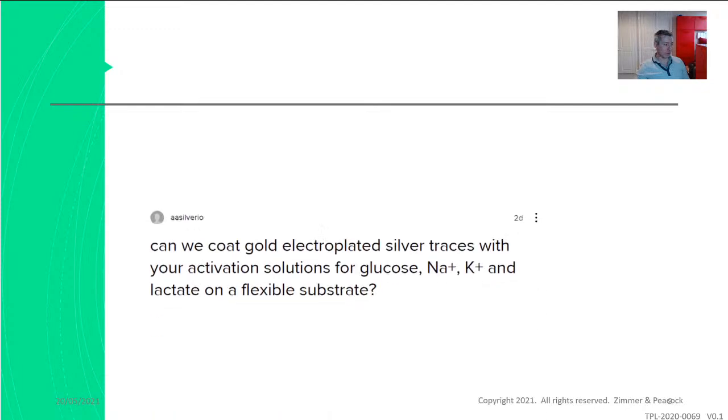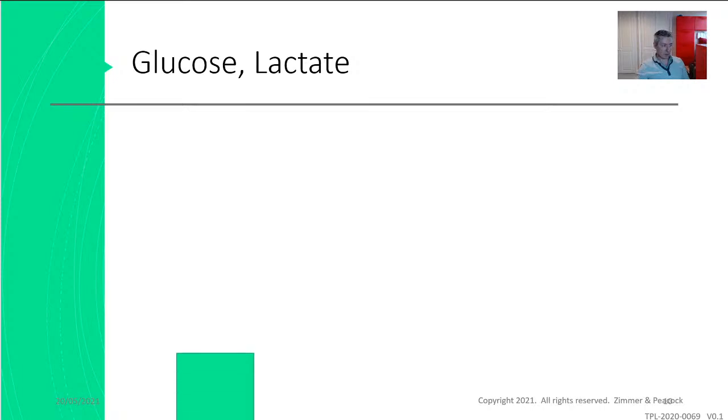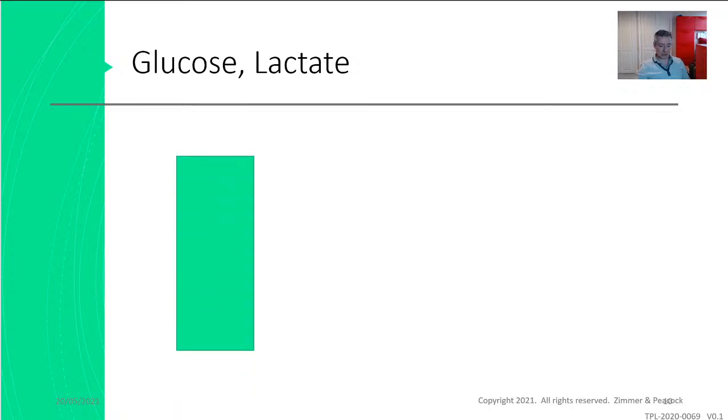The other question then was, can we coat gold electroplated silver traces with your activation solutions for glucose, sodium, potassium and lactate on a flexible substrate? Alright, so I think I'm understanding the question correctly. So I'm imagining that there's a substrate. There's a ceramic, or in this case a flexible electronic that might look like this. I'm showing you the back side at the moment, but we often call that the substrate, and then we print something on the front side of it.